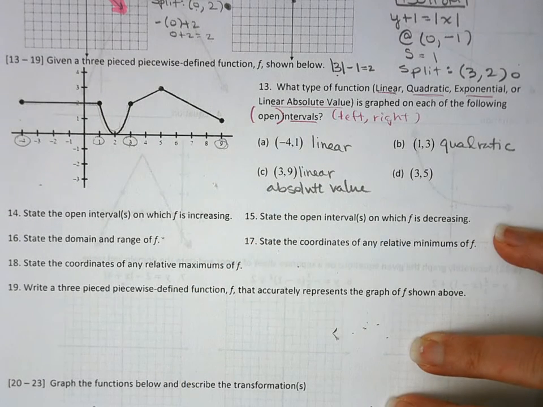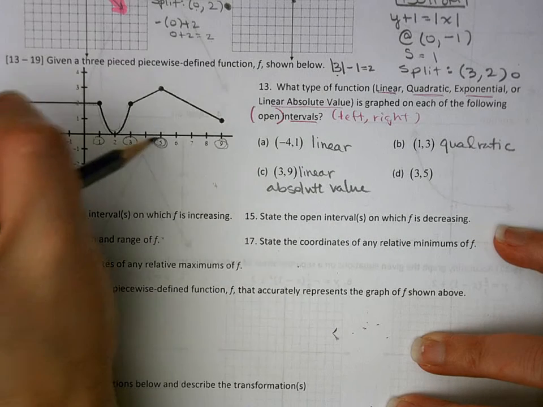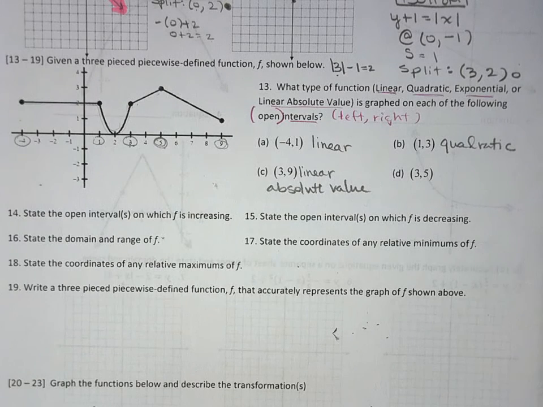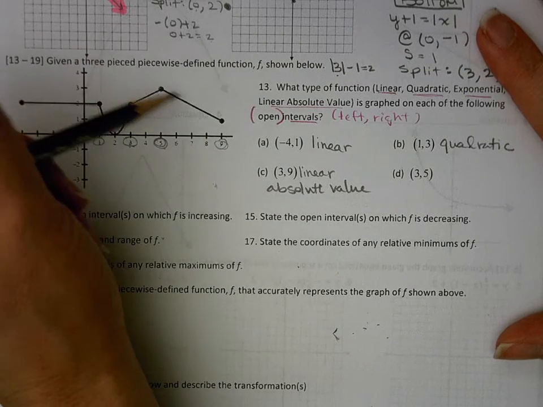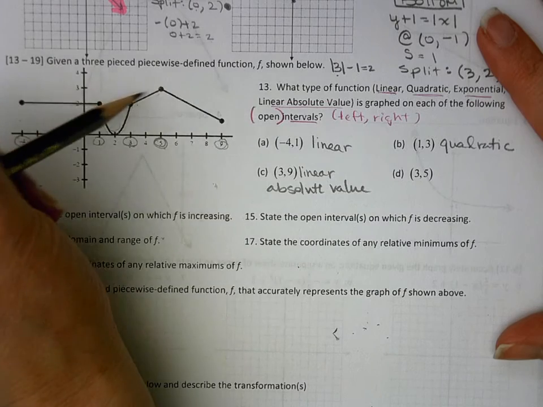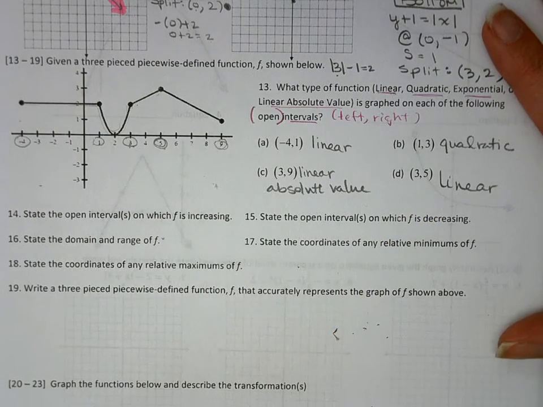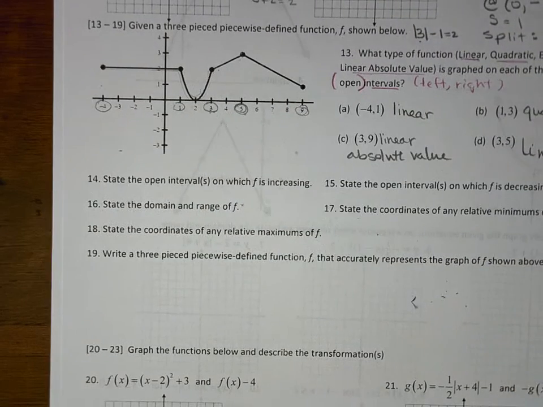Okay. And then lastly, they want me to go between 3 and 5, so only that piece there. So when I only see part of that absolute value, so one branch of it, then that means it's really a linear function that we have, not an absolute value. So even though the whole graph is a linear absolute value, if I look at just one section of it, that's only going to be linear. Okay. All right, and then let's take a look at the other pieces here.